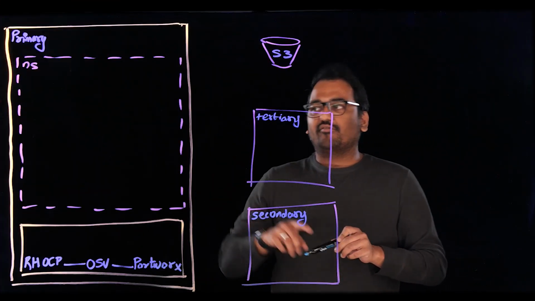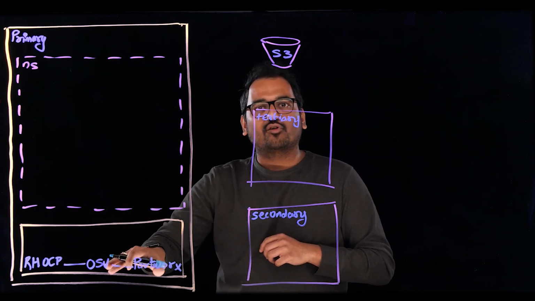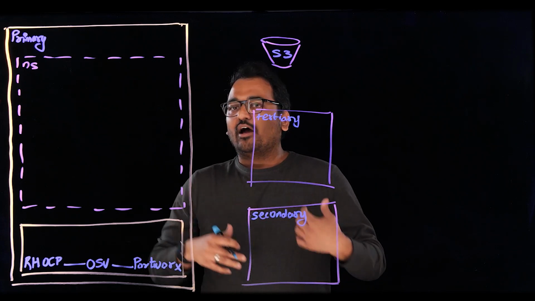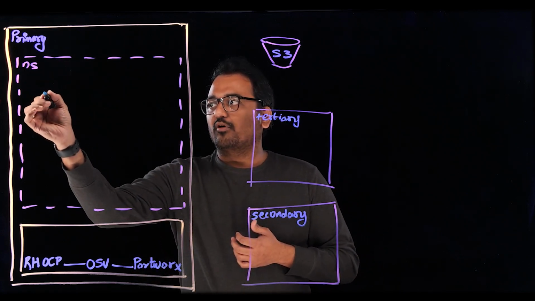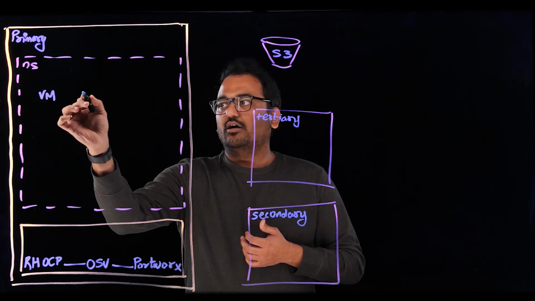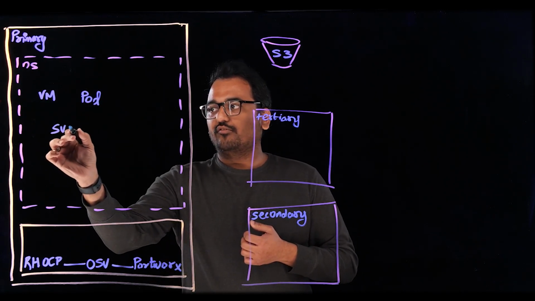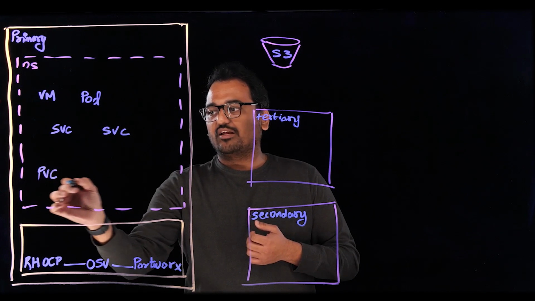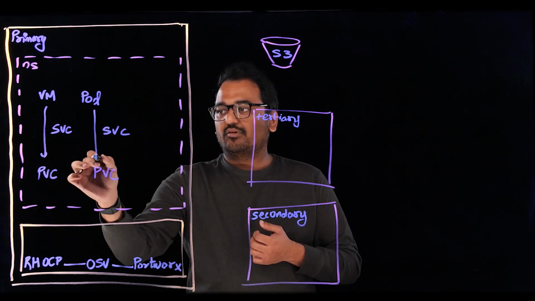So for this demo, what we have done is we have a primary OpenShift cluster. As we said, we have already installed Portworx and enabled OpenShift virtualization as a feature. Now, if I want to deploy an app in this namespace, I can start deploying a virtual machine object, a OpenShift or a Kubernetes pod object, service objects for both of those components, and then I can have persistent volume claims for my VM and as well as my pod.